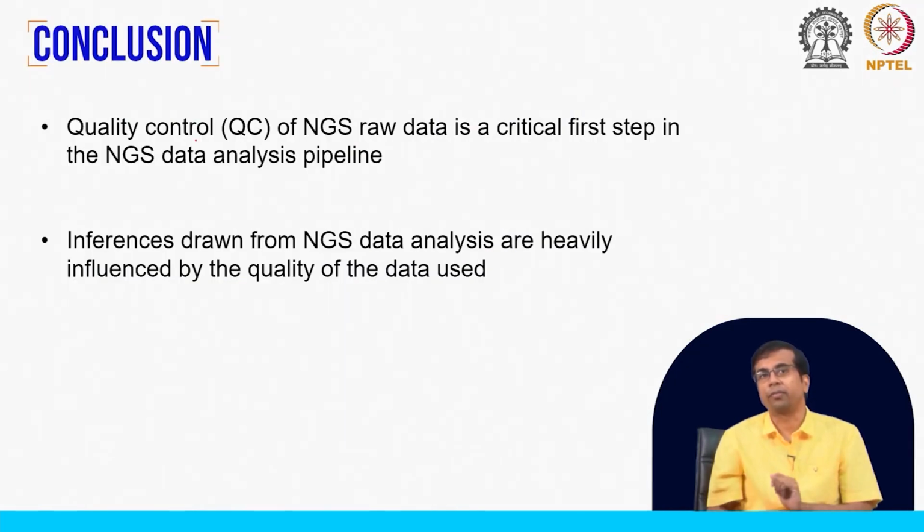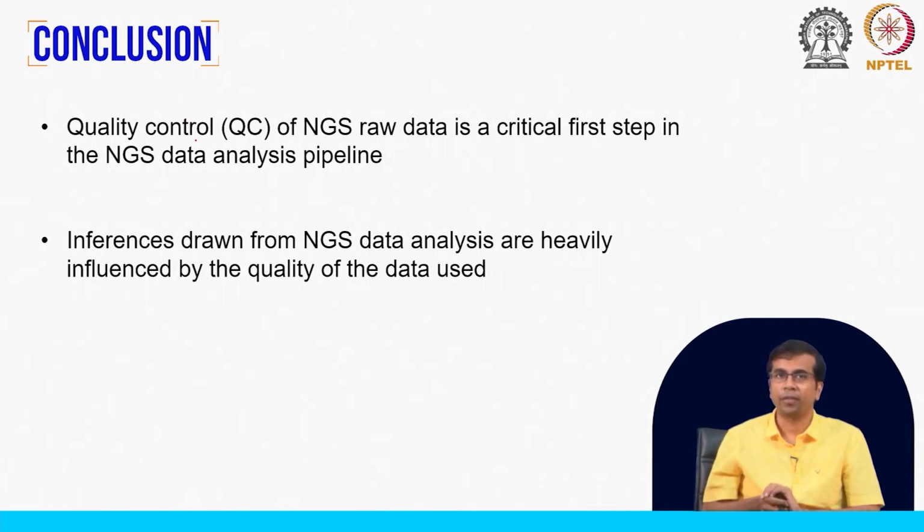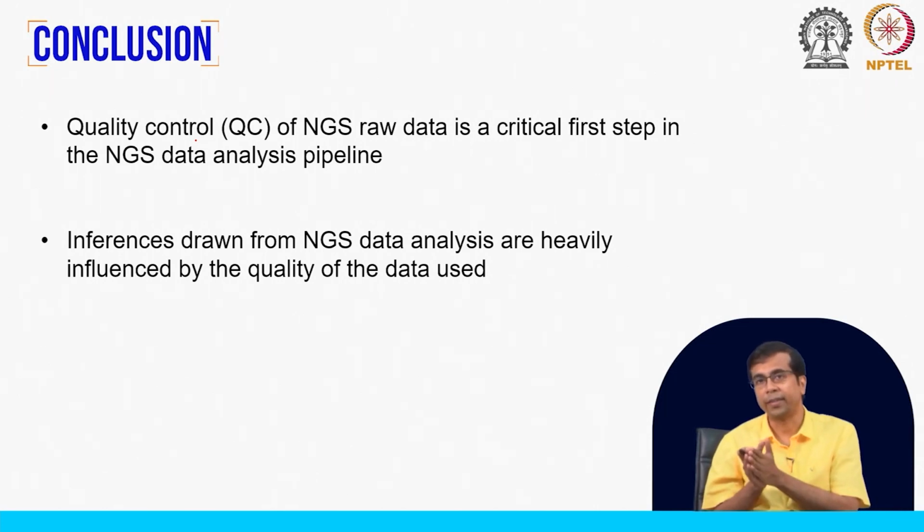So, just to conclude, we have mentioned that quality control, or QC, of NGS raw data is a critical first step in the NGS data analysis pipeline. And as we have seen, we have this quality score based quality control. We have talked about a few measures. The first one is the per base quality score, which looks at the distribution of quality scores in individual bases, and we can figure out whether there are certain bases that show low quality.